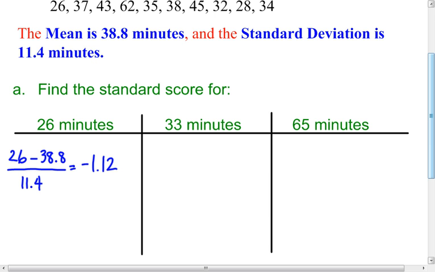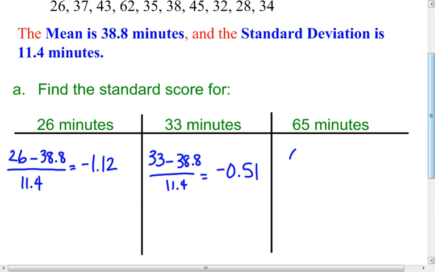Typically, standard scores are rounded to 2 decimal places, just so you know that. And what that means is that the person that drove 26 minutes was 1.12 standard deviations below the mean. You'll do the same thing with 33 minutes. So the observation, or the raw score, minus the mean, divide by the standard deviation, and this time you'll get negative 0.51. So this person's drive time was just a little bit below, sorry, not above, below the mean, a half a standard deviation or so below the mean.